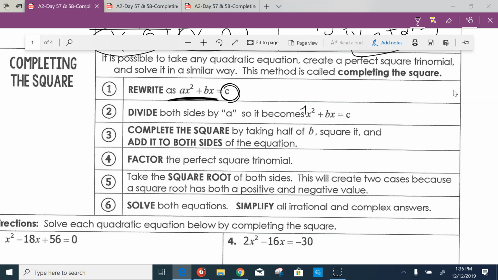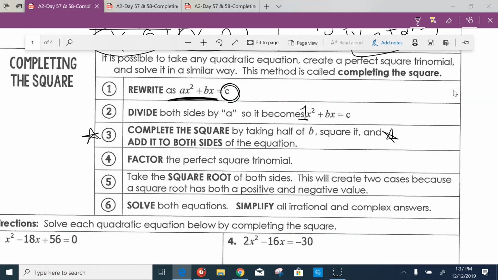So the goal for this is to have a 1x squared. You cannot go on until x squared is only down to 1. Can't have any other number in front. That's why we divide everything by a. And then for step 3, this is the actual new part that we're going to be doing.